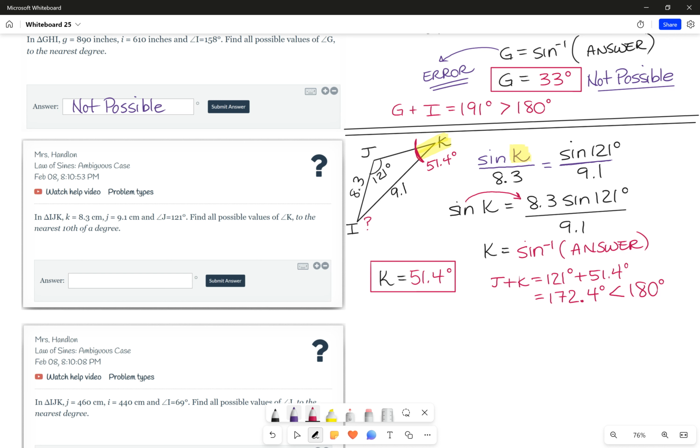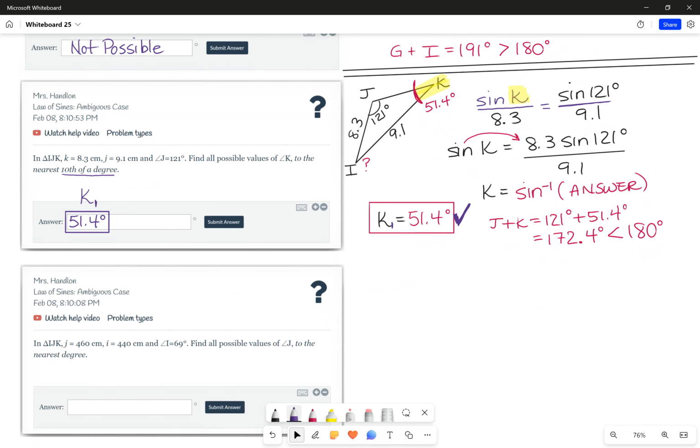So in this case, this angle K is working. So far that's acceptable. So I'm going to come over here and say yes. 51.4 degrees, we had to round to the nearest tenth of a degree, so that's one place, is an acceptable answer. So that's angle K number 1. That's the first K we found. Now the question is, does K number 2 exist?